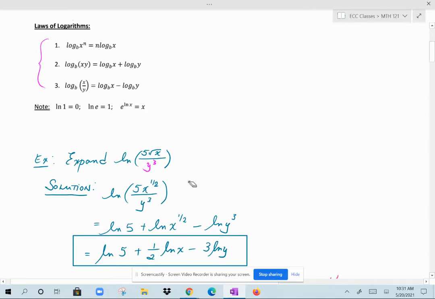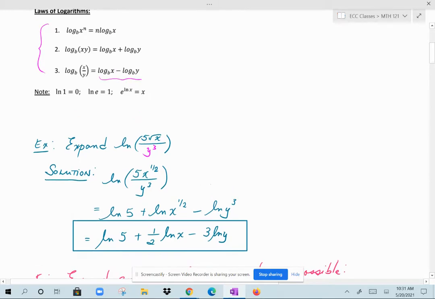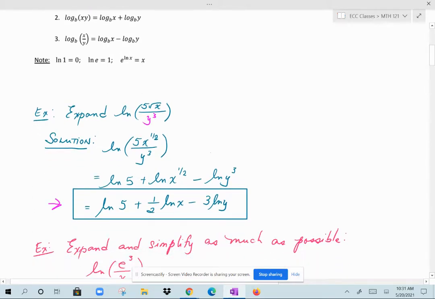So when I expand this, I rewrite the product in the numerator as the sum of natural log of 5 plus the natural log of x to the 1/2. And then the quotient, we write it as a difference, so that'll be minus ln of y cubed. But then we can refer back to the first law, which says when you have an exponent, that exponent becomes a coefficient. So your final expansion is ln of 5 plus 1/2 ln of x minus 3 ln of y.